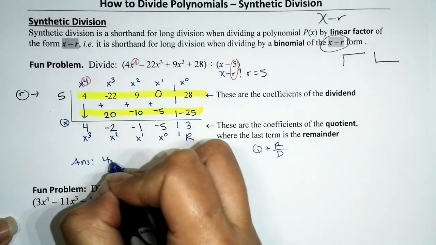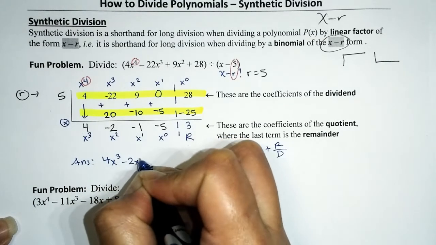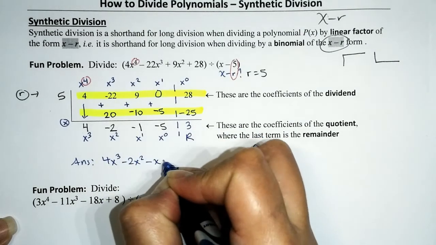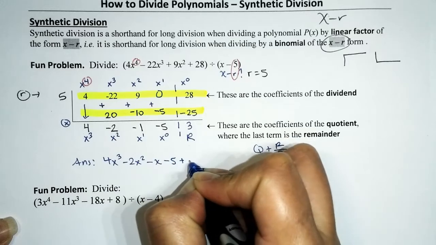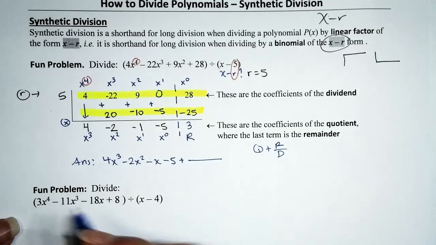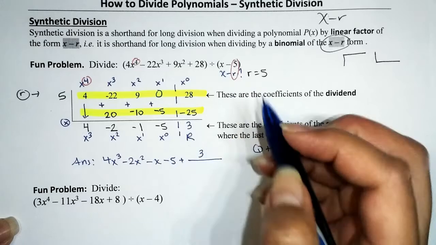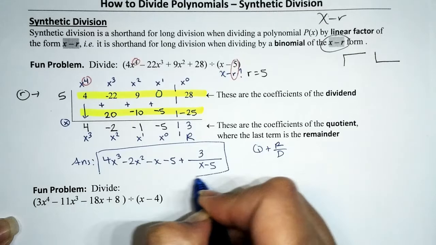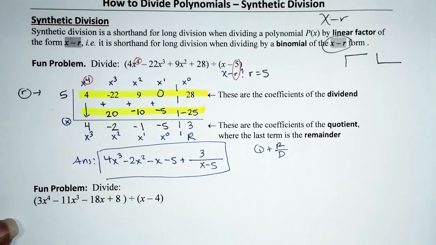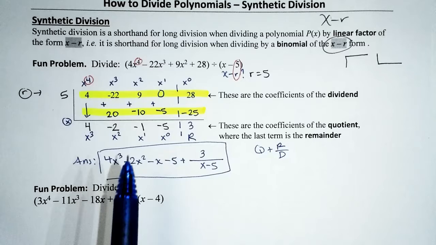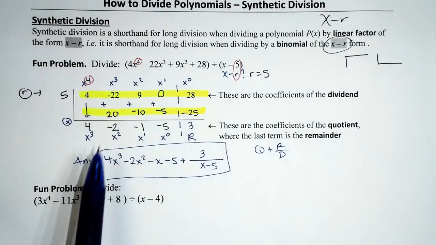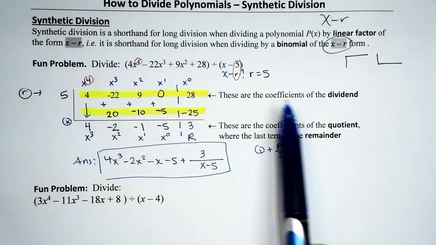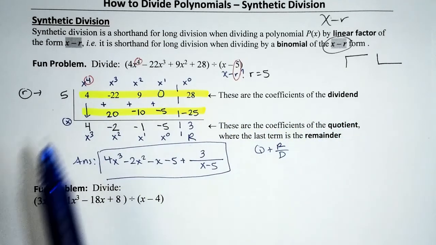So we have 4x cubed minus 2x squared minus 1x, or we can just put minus x, minus 5, and we have a remainder, so we'll write it in fraction form. The remainder is 3, and we divide it by x minus 5. So as a fraction, the remainder is 3 over x minus 5. And that's pretty much the gist. No matter how many terms are in your dividend, you're never gonna need more than this space. The worst thing that can happen is that it'll be a little bit wider because you have more terms, but that's all the space that you need.